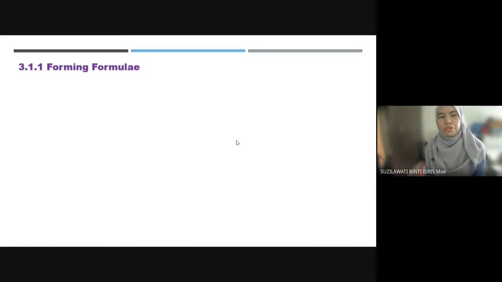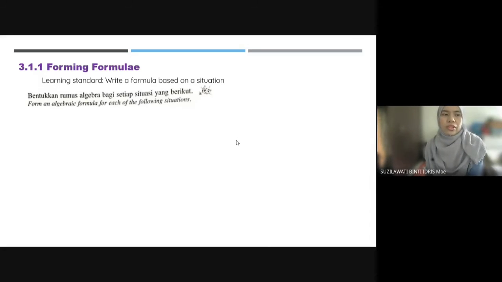3.1.1 Forming a formula. Since you already know algebraic formula, now we are going to form a formula. The learning standard that you need to achieve in this subtopic is to write a formula based on a situation. This is the situation given. Form an algebraic formula for each of the following situations.